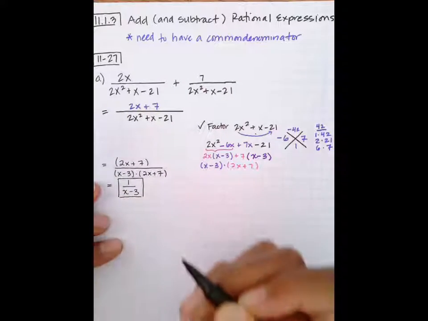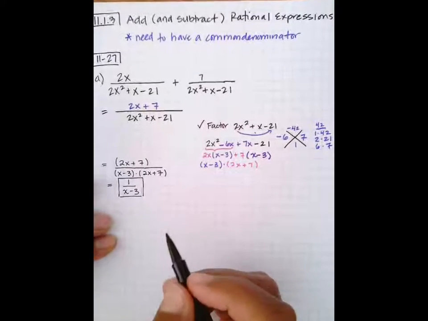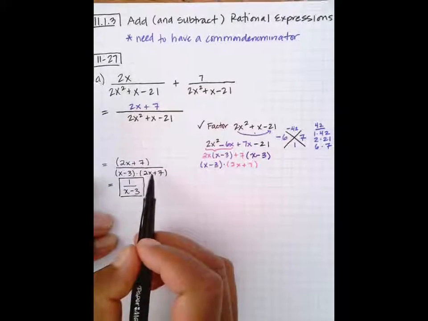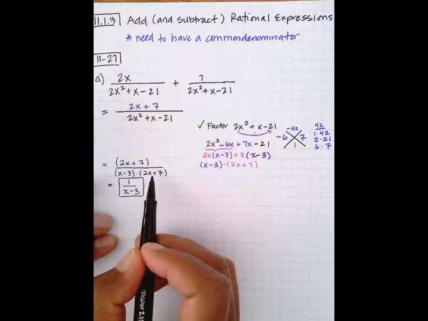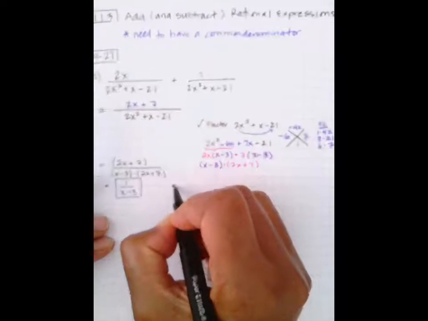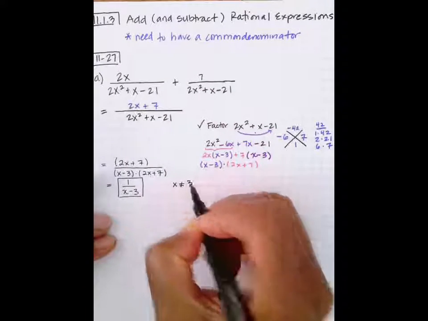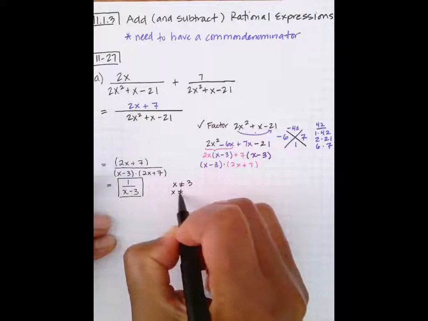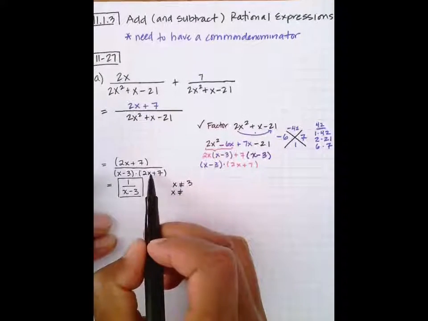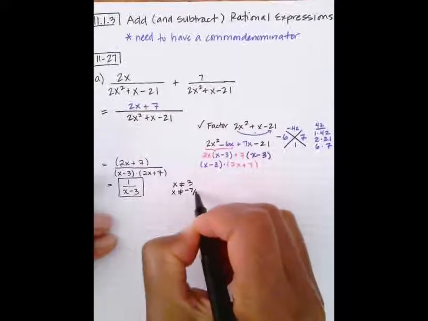If we needed to state the exclusions, that in order to say these two things are equivalent, we look at the denominator and say, well, that is true as long as your x value does not equal 3, and as long as your x value does not equal the value that makes this linear factor 0, which is negative 7/2.